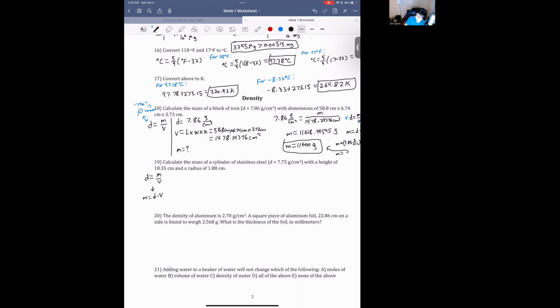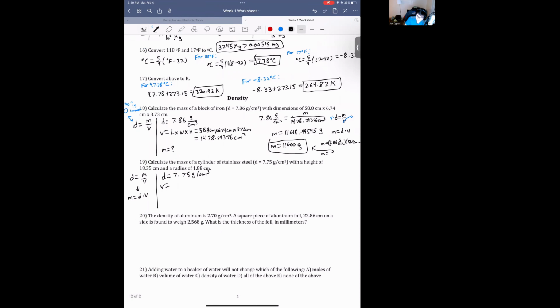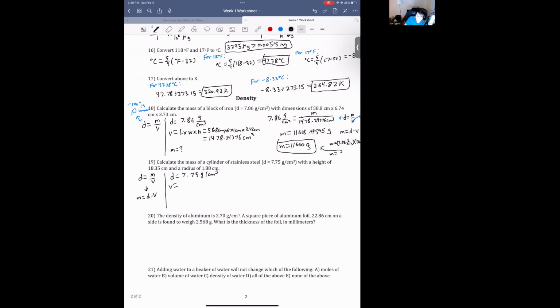All right, now I'm going to go ahead and write down all the things I have. So D is equal to 7.75 grams per centimeter cubed, right? We know that the volume has to be equal to, this is for a cylinder, right? It's the area of the base, which is a circle, which is pi r squared, times the height, right? Base times height, essentially, for these simple geometric shapes. So prisms and cylinders.